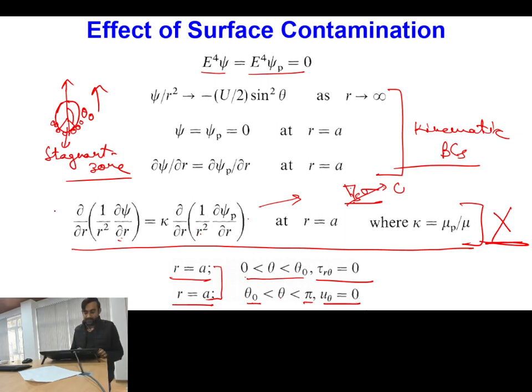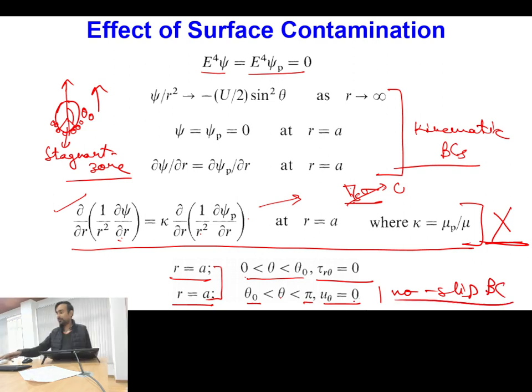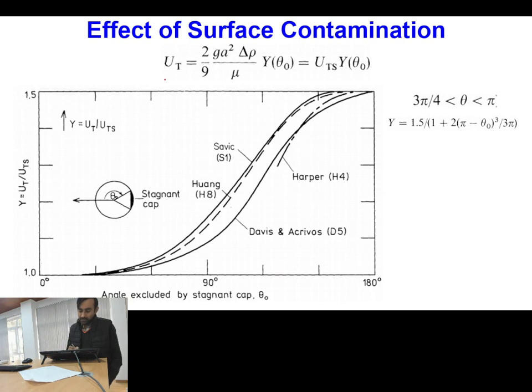Whatever boundary conditions we had were applicable for a contaminant free system. Now when we consider the contaminant, we have to see up to what extent in the angular direction our surface is contaminated, and after that portion we have to specify nothing but our no slip boundary condition, which will be present because of the stagnant fluid system. With this analysis, if you solve your equations, you will find your terminal velocity to be the existing formula multiplied with some coefficient y of theta naught, and this y of theta naught depends upon the portion up to which we have contamination.